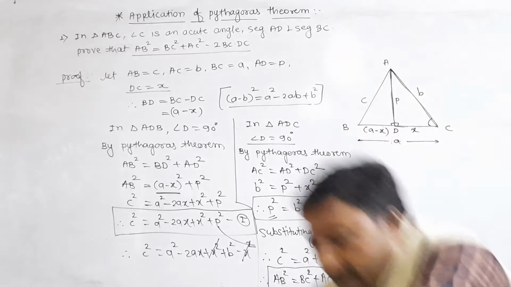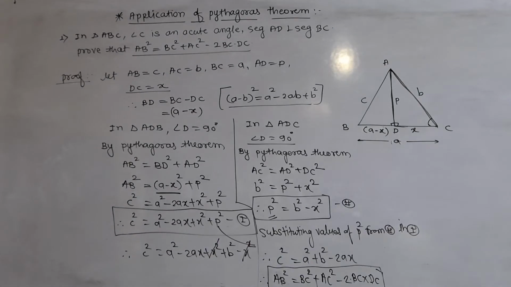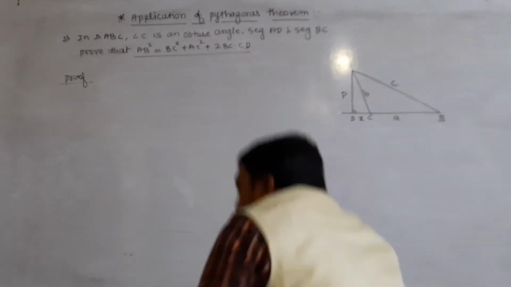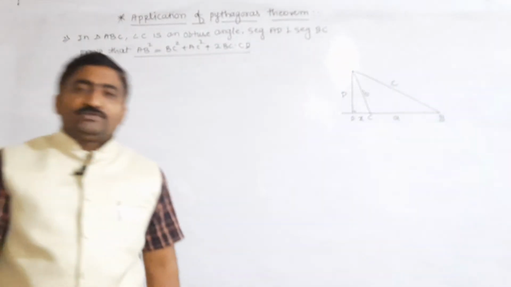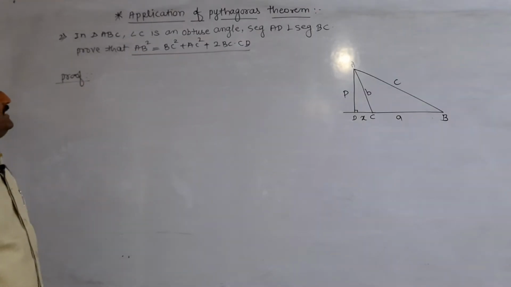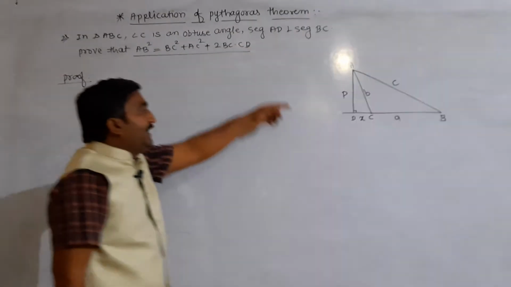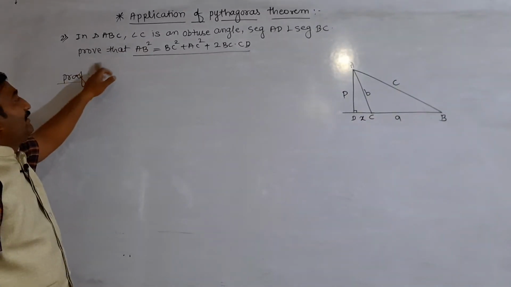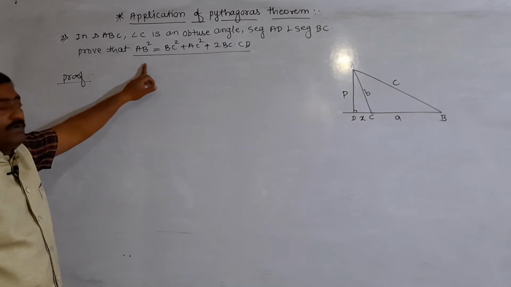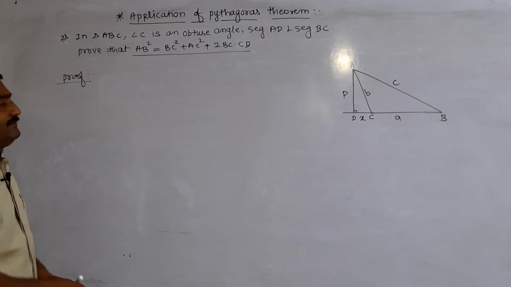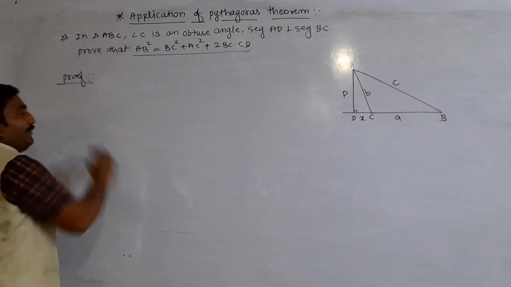So the next application we have to study here. The second application of Pythagoras theorem, when angle C is an obtuse angle. In triangle ABC, angle C is an obtuse angle, segment AD is perpendicular to BC, then prove that AB square is equal to BC square plus AC square plus 2BC into CD. So we have to take the proof here.